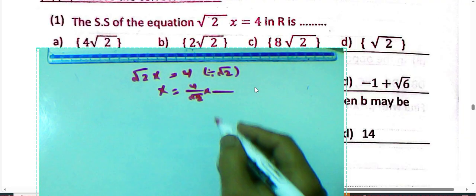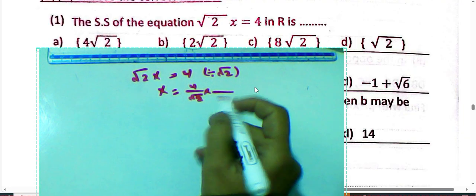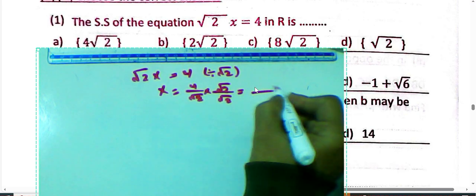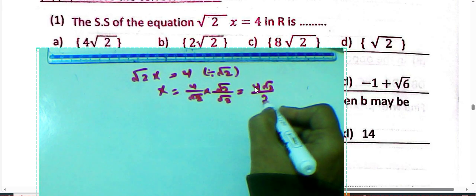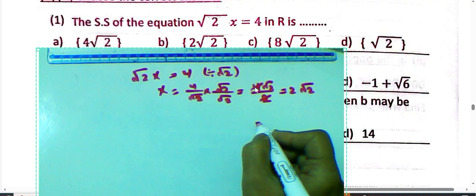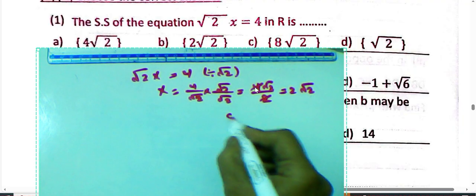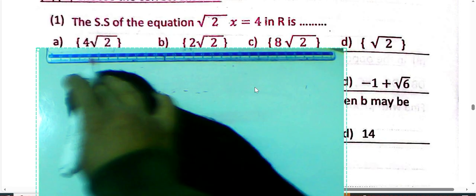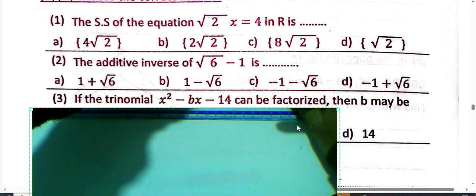Okay, because the denominator here is irrational, you must convert it from irrational to rational by multiplying by root 2. Then 4 root 2 over root 2 times root 2 equal 2, then 4 divided by 2 equal 2, then the answer will be 2 root 2. Then the solution set would be 2 root 2 in brackets. Choose letter B. Next question.